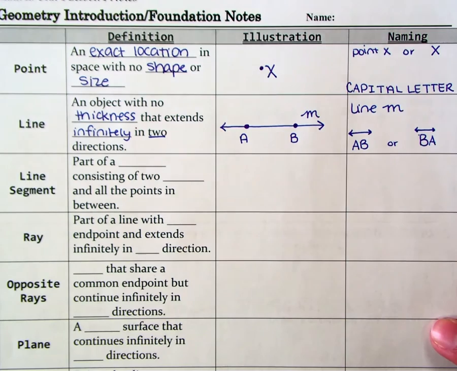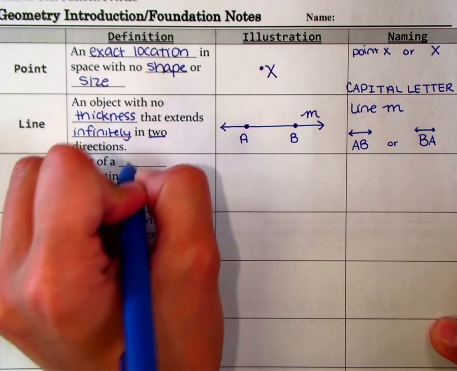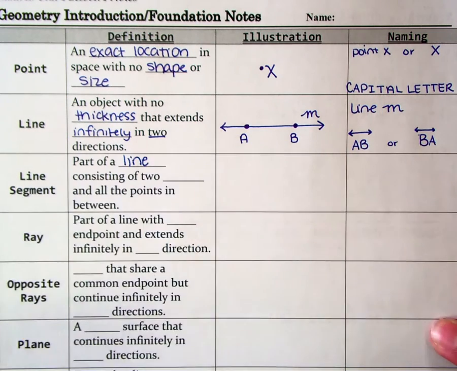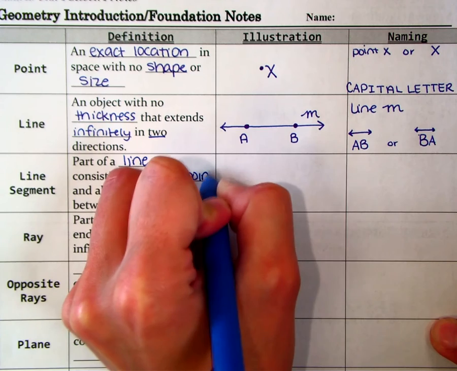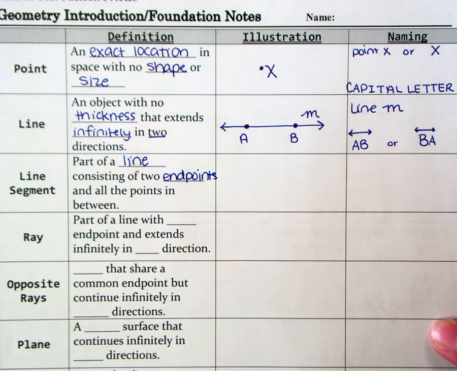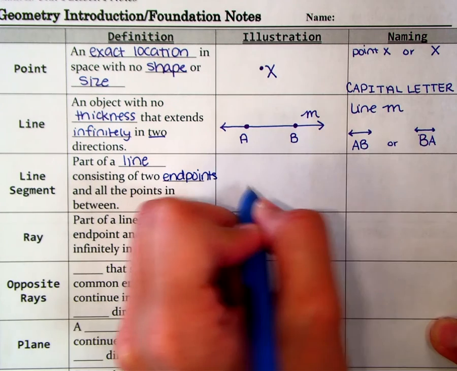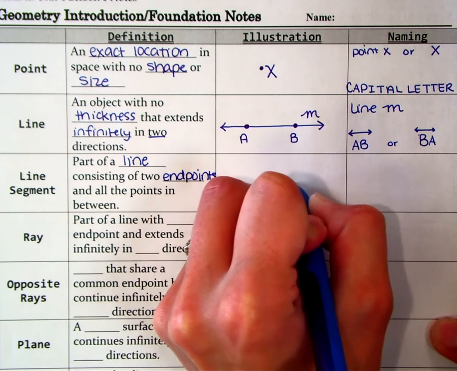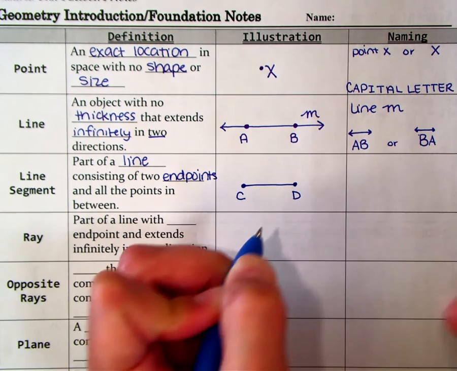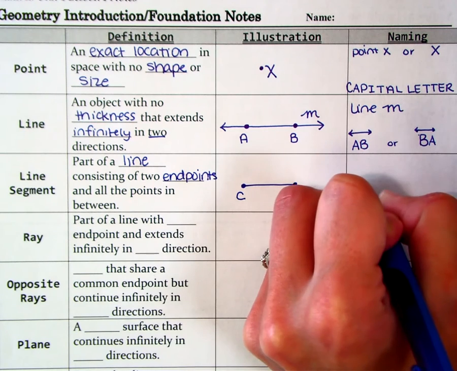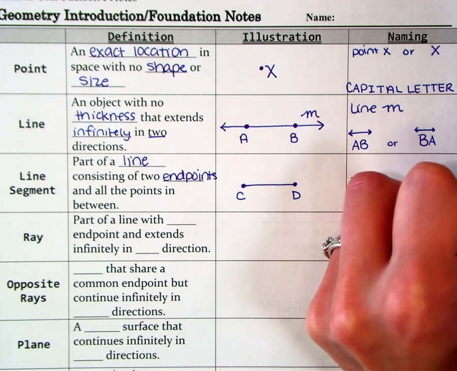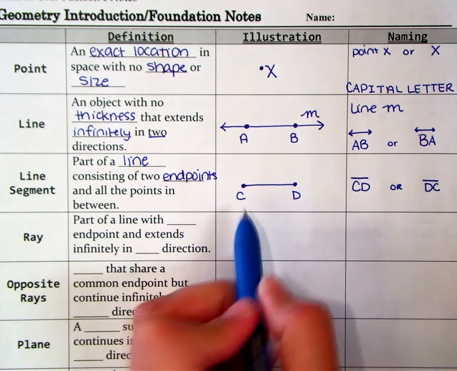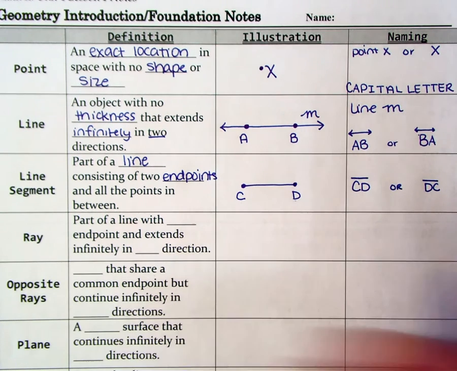Next definition is a line segment, which is a part of a line consisting of two endpoints and all the points in between. So that means we're taking a piece of a line, it has a beginning and it has an end. And so with this notation, when we name it, we say from one point to another, we put a mini line segment up above, and the order of the points doesn't matter. So this line segment could be CD or DC.